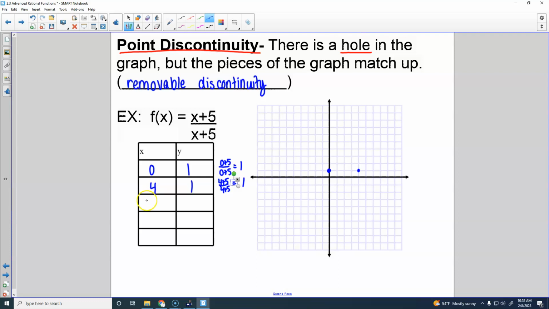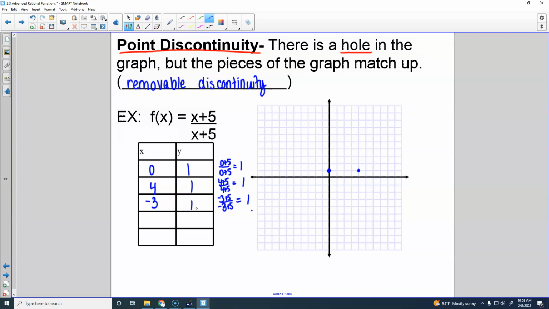Let's graph a negative number, negative 3. Negative 3 plus 5 over negative 3 plus 5, which is 2 over 2, which still equals 1. That'll look better, Troy.